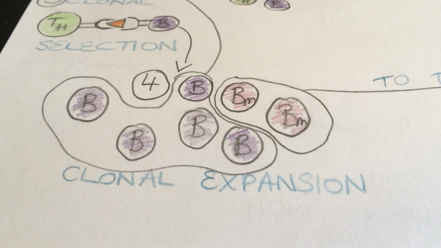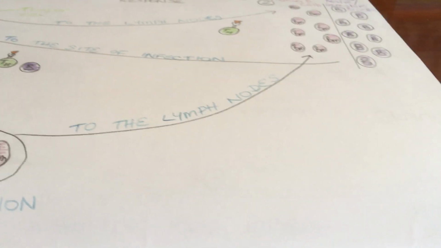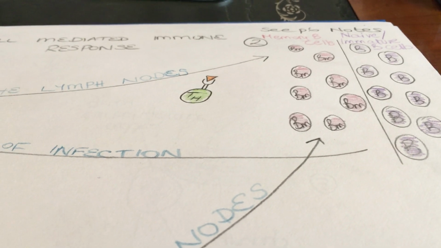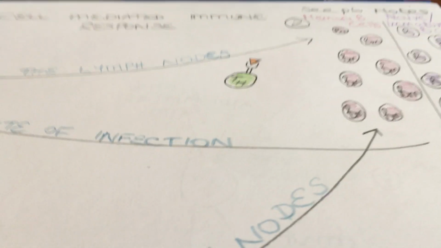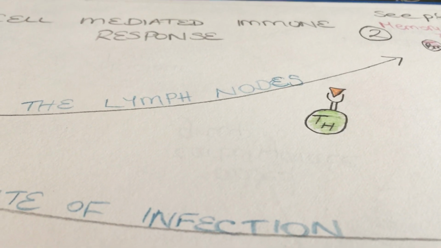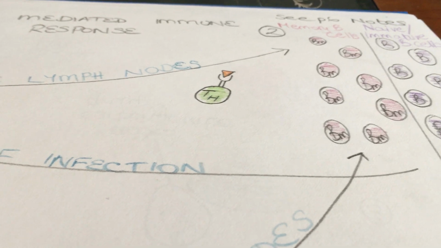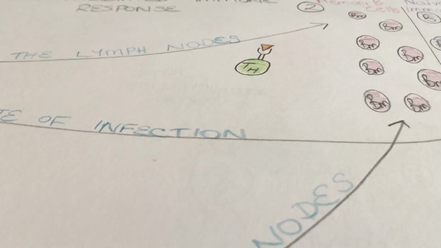You'll see that a couple of these cells become memory B cells, and these head back to the lymph nodes. There we go. And now they're stored as memory B cells. So if a T helper cell comes and samples the same antigen again, there will be a memory B cell that recognises it, and it will be able to return to the site of infection. We'll go back to that in a moment.